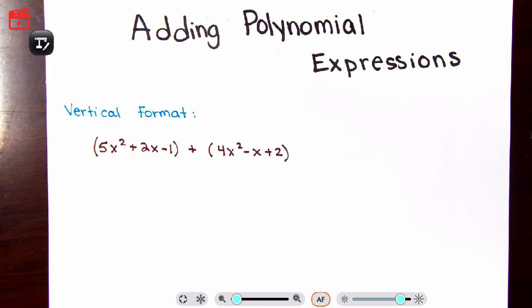In this video we will be adding polynomial expressions. We will only be adding. In a different video we will be subtracting. There will be two formats that we will be looking at, a vertical format and a horizontal format.